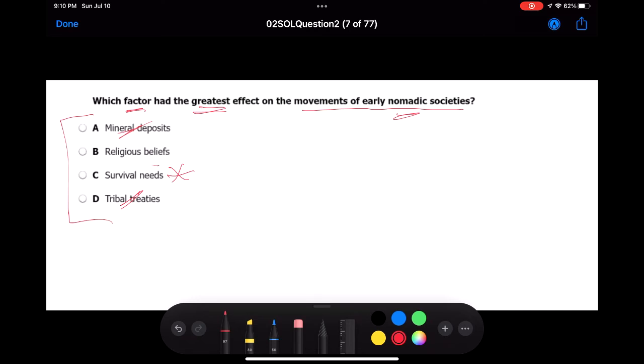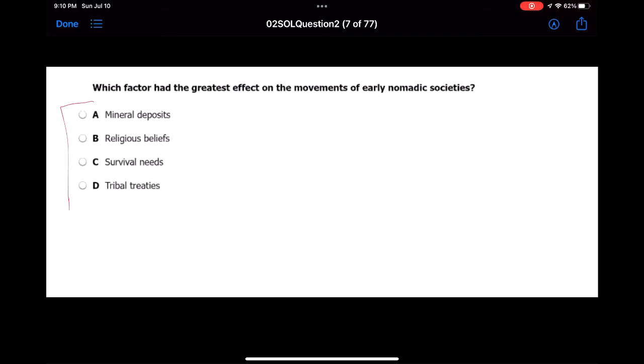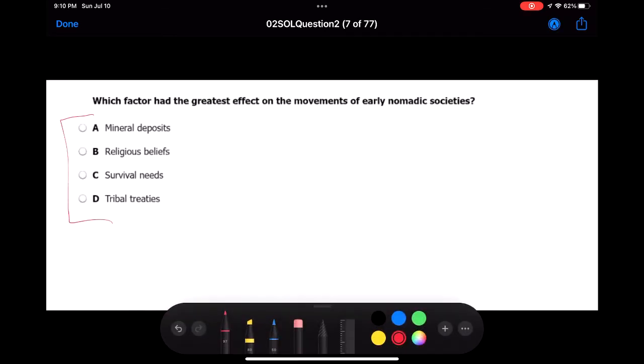So then when you go and read the question, it says what factor had the greatest effect on the movements of early nomadic societies? Obviously, you know the right answer.